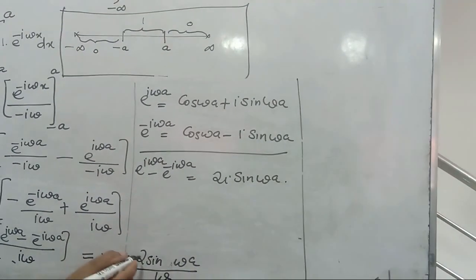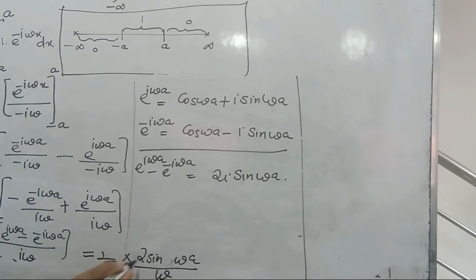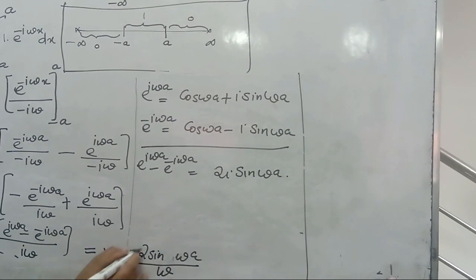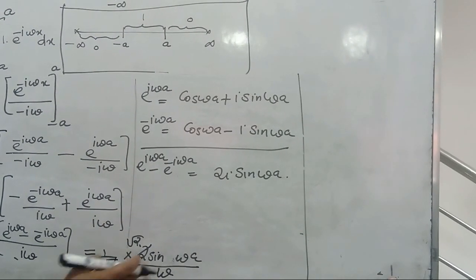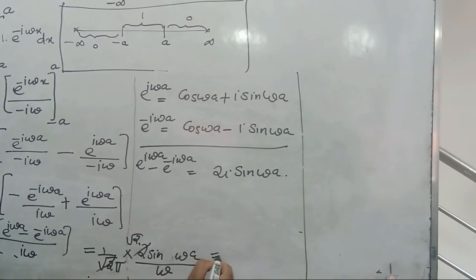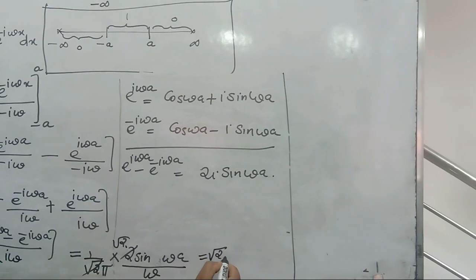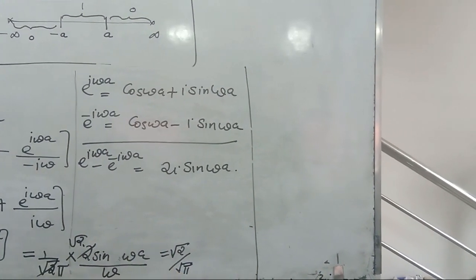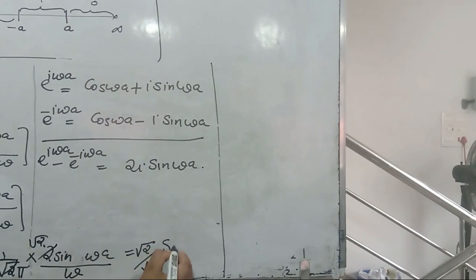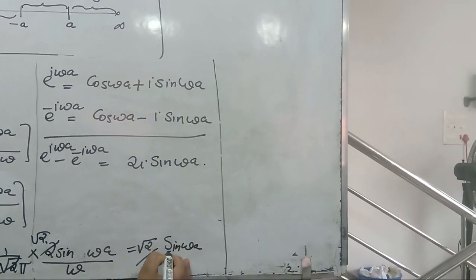Okay, so root 2 is root 2 into root 2. So root 2 cancels with root 2. Then we get root 2 by root pi, sin omega a by omega. Root 2 by root pi, or root of 2 by pi, right? Root 2 by root pi sin omega a by omega. That is the final answer.